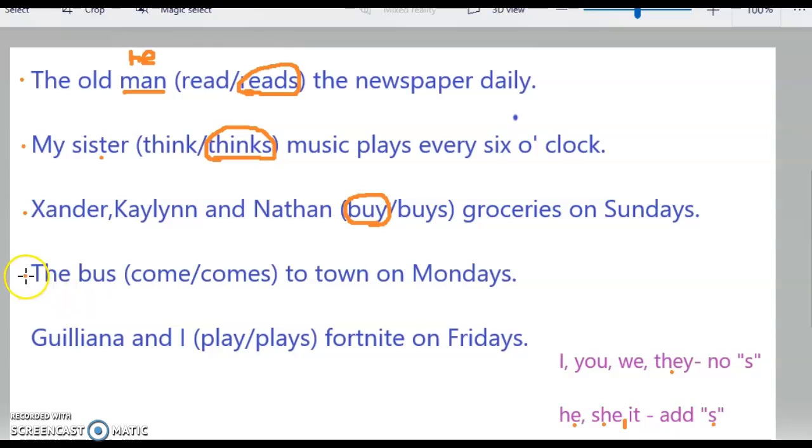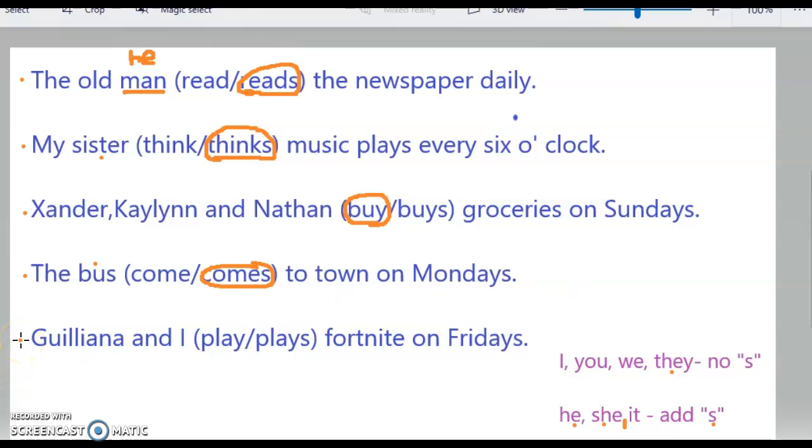Now let's look at this one. The bus blank to town on Mondays. The bus, which pronoun would we use to replace that? Bus is a thing, so it would be the pronoun it. So for it, we need to add an s to the verb form. So we're going to say the bus comes to town on Mondays.